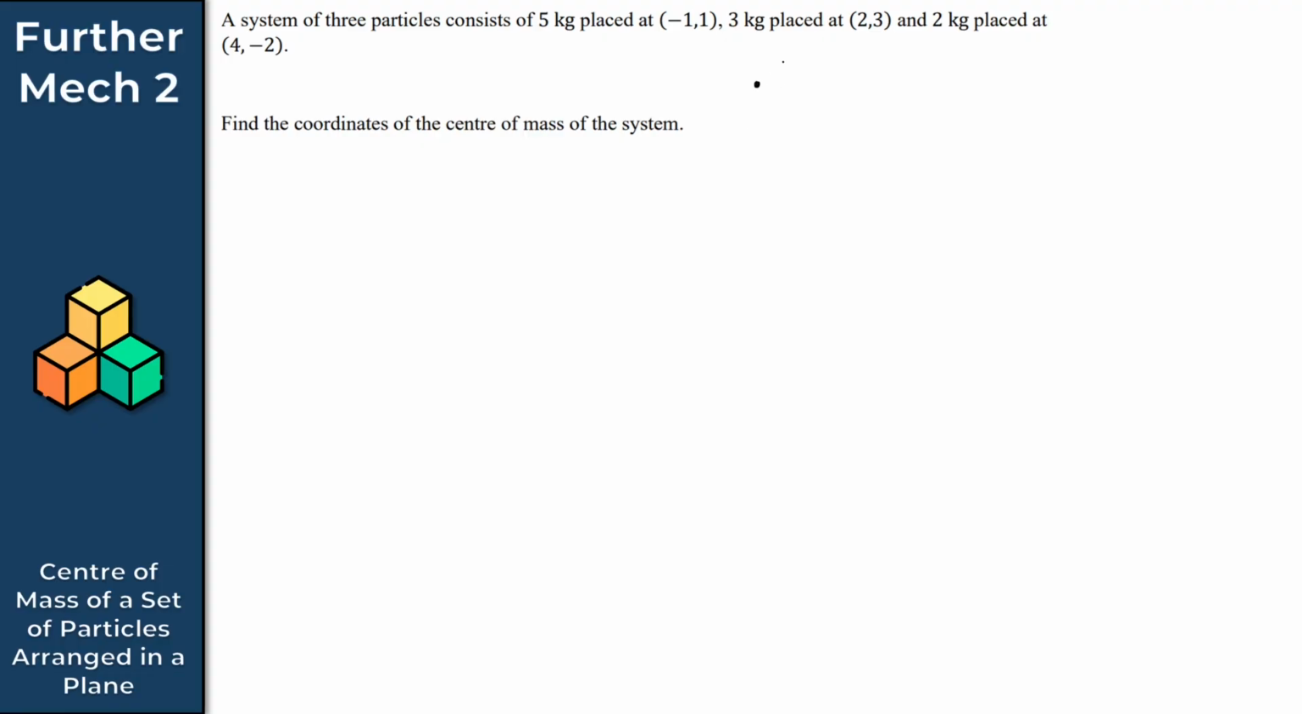So we're going to use the summation of mi times ri, where ri is our position vector, and this is equal to r bar times the summation of mi. Using this result, we can easily find r bar. R bar gives us the coordinates of the center of mass of the system. So what we get on the left-hand side, I'll just do that over here.